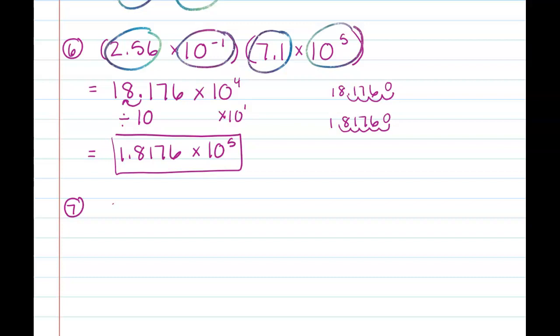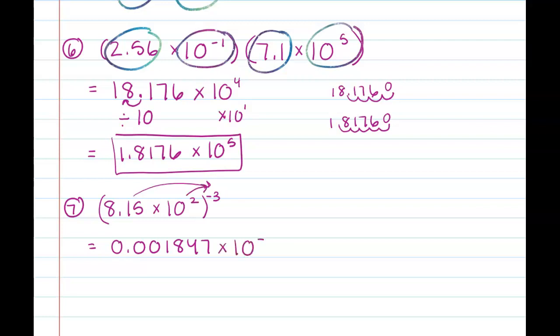The last one I'm going to show you is 8.15 times 10 squared, to the power of negative 3. And we can really just distribute. So 8.15 to the negative third power is 0.001847. 10 squared to the negative third, 2 times negative 3 is negative 6. So we have times 10 to the negative 6.